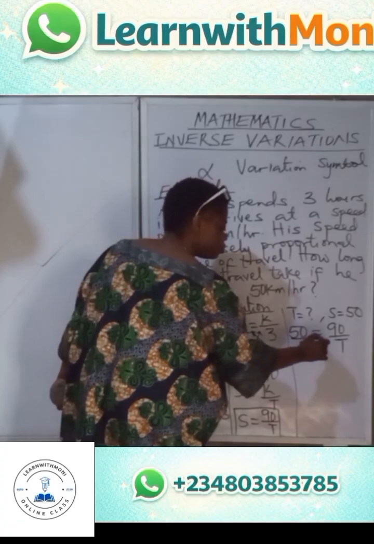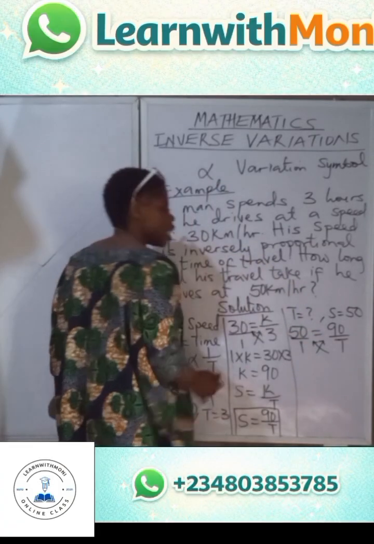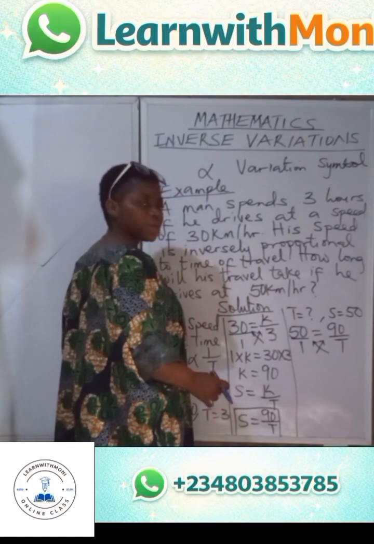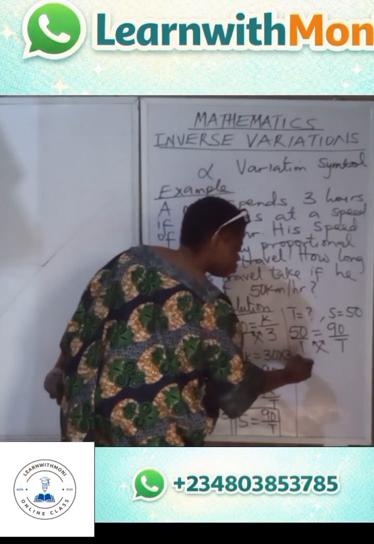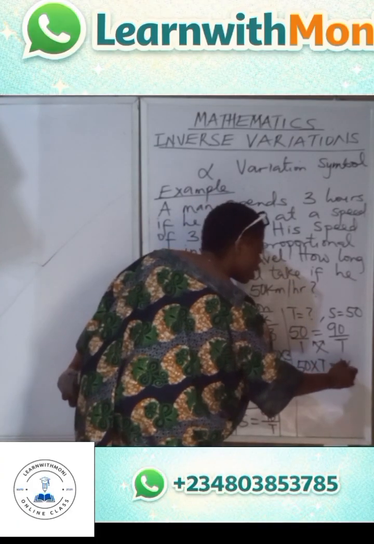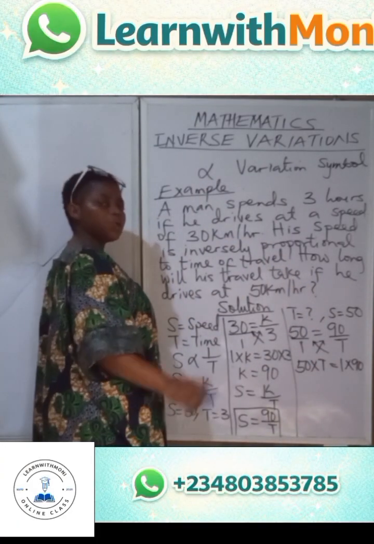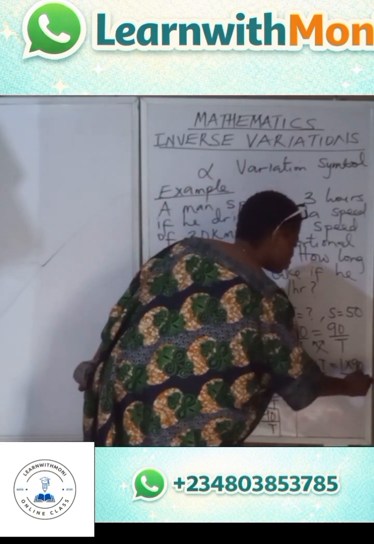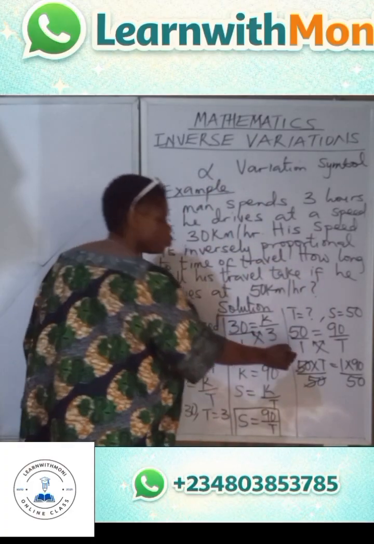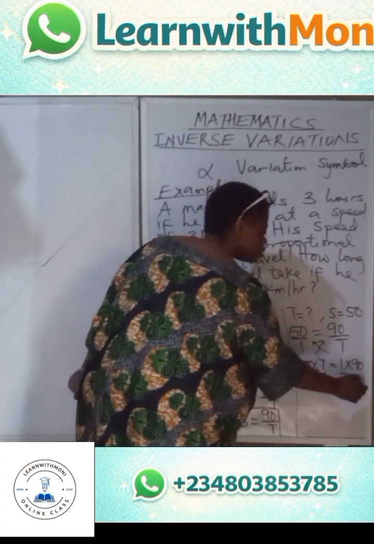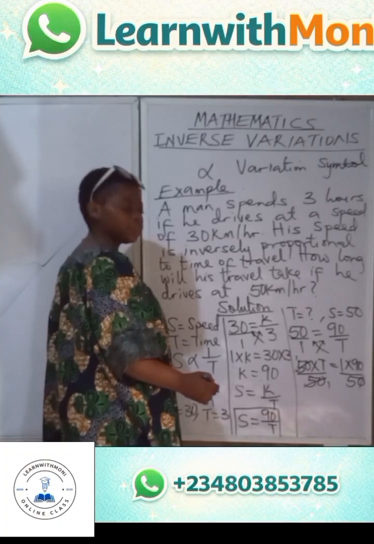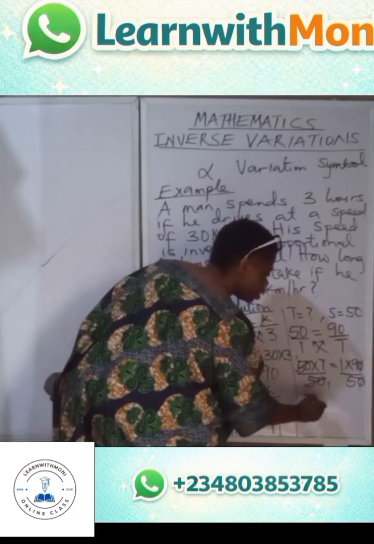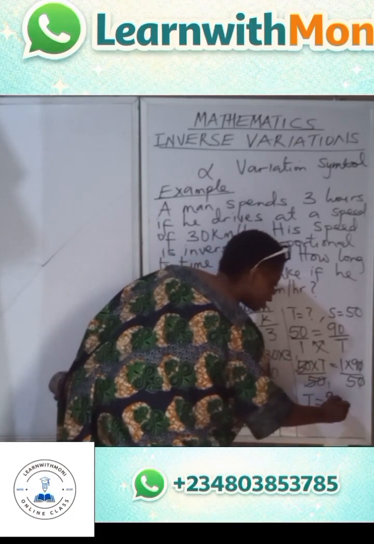So this is 50 over 1. By cross multiplication, I have 1 times 90 and 50 times T. Let's start with 50 times T. 50 times T equals 1 times 90. Divide both sides by 50. 50 divides 50 once. And here, 50 divided by 10 is 5. 90 divided by 10 is 9. So we have T equals 1 times 9, 9 over 5.